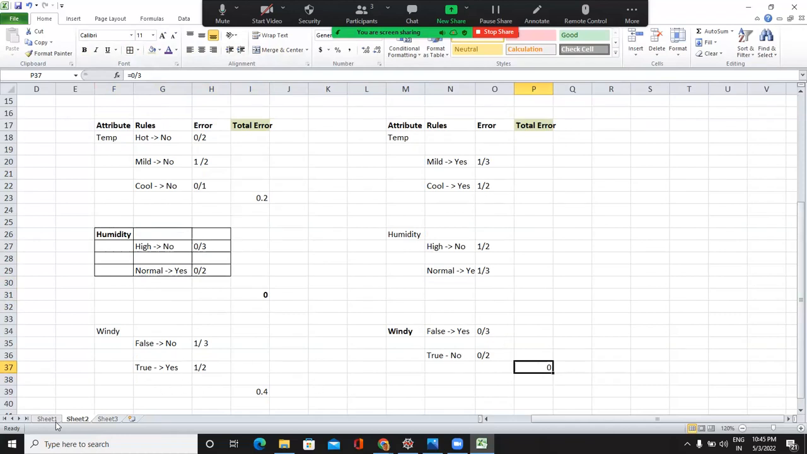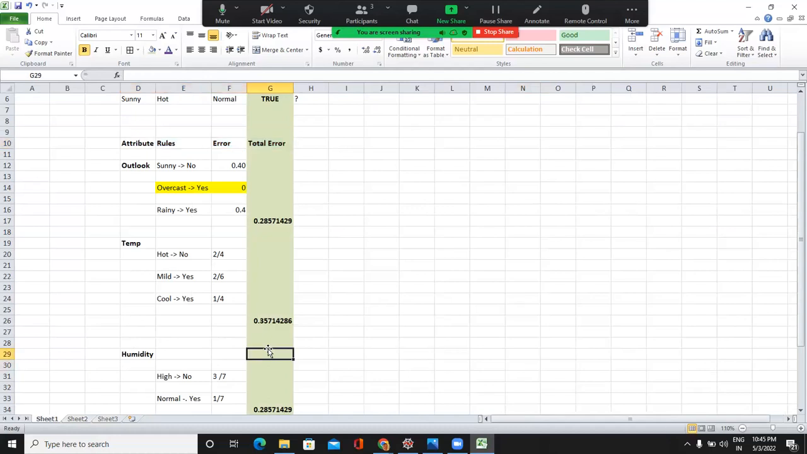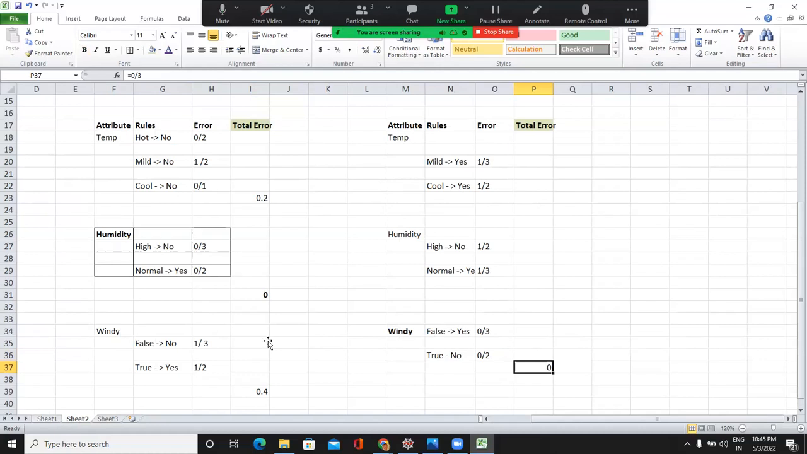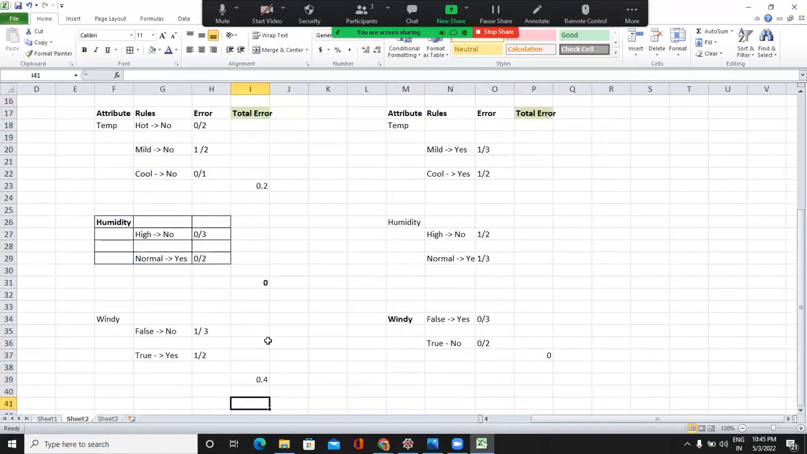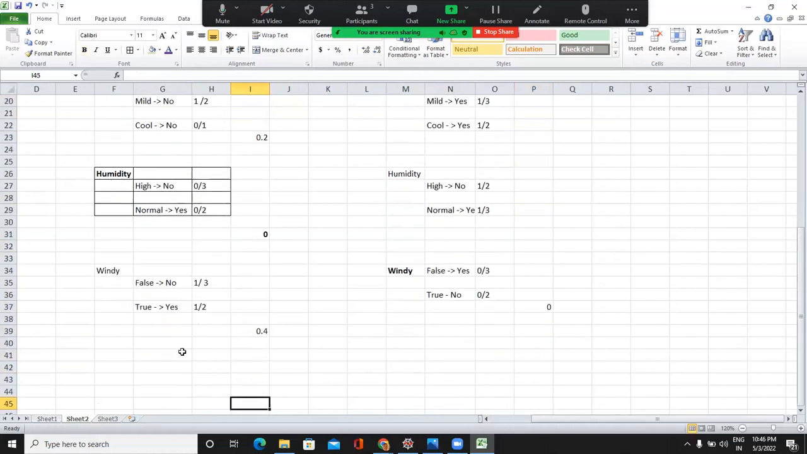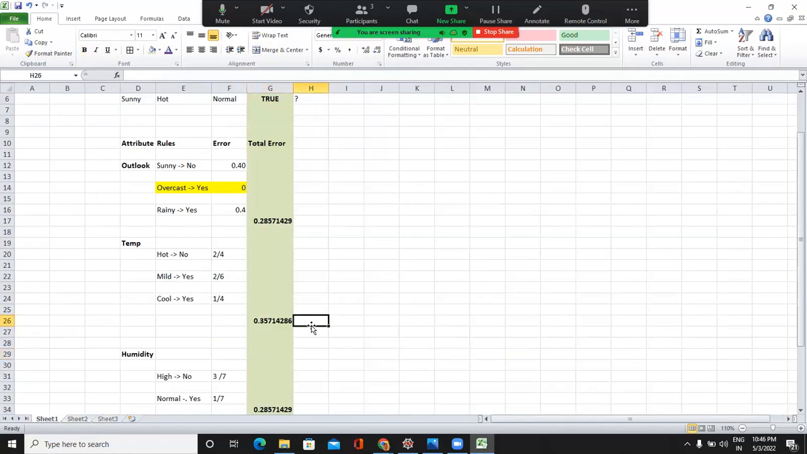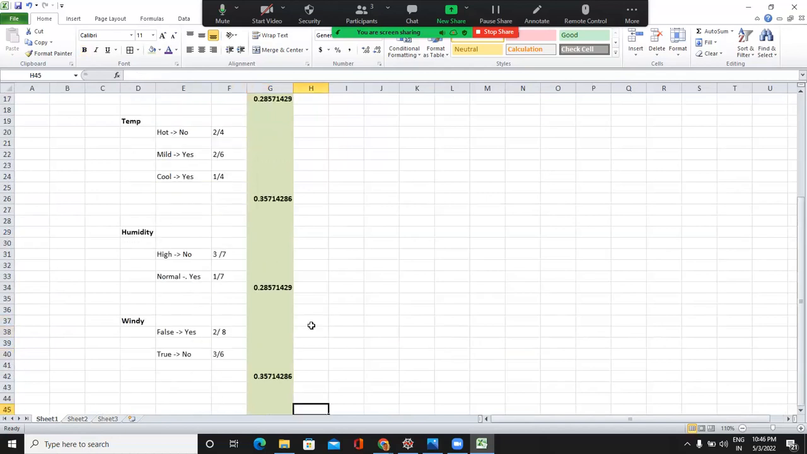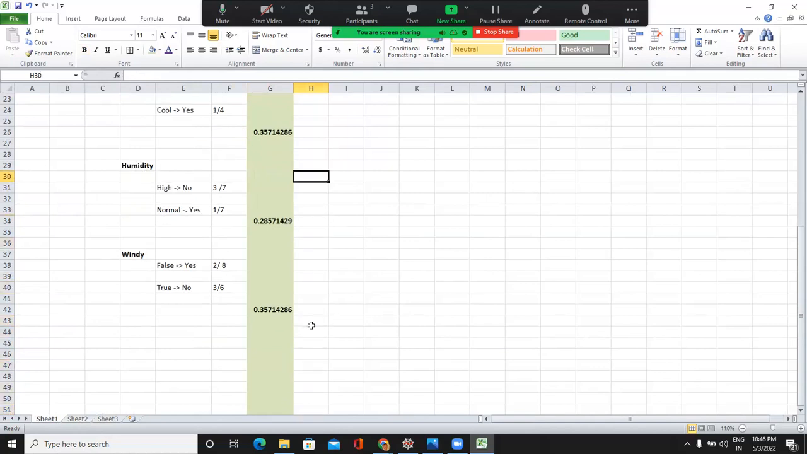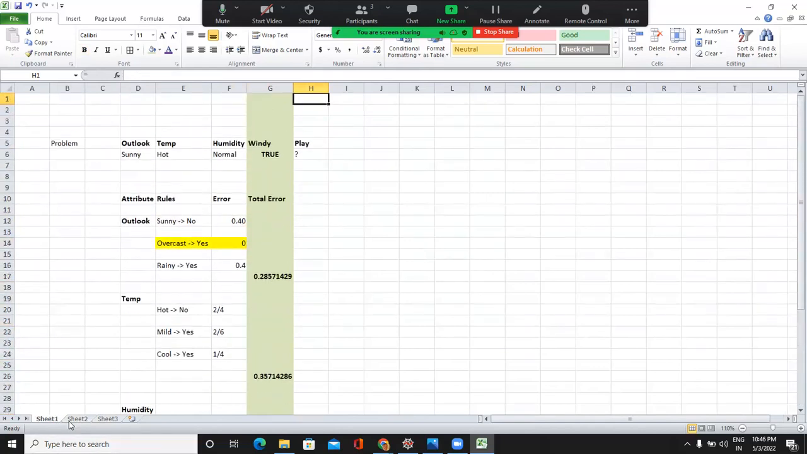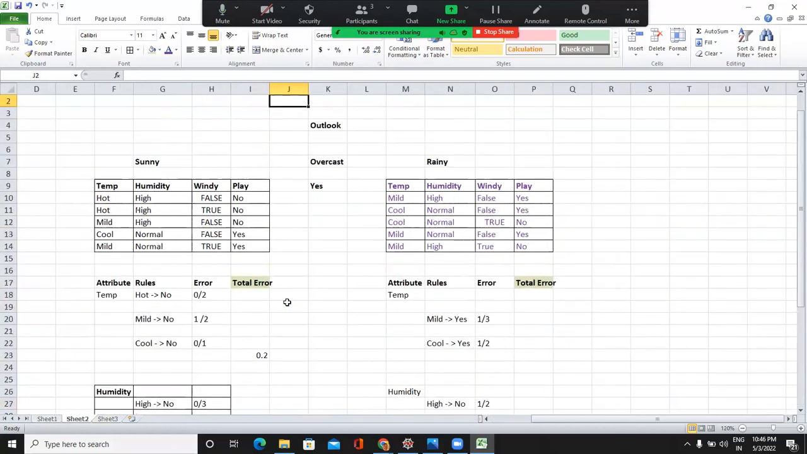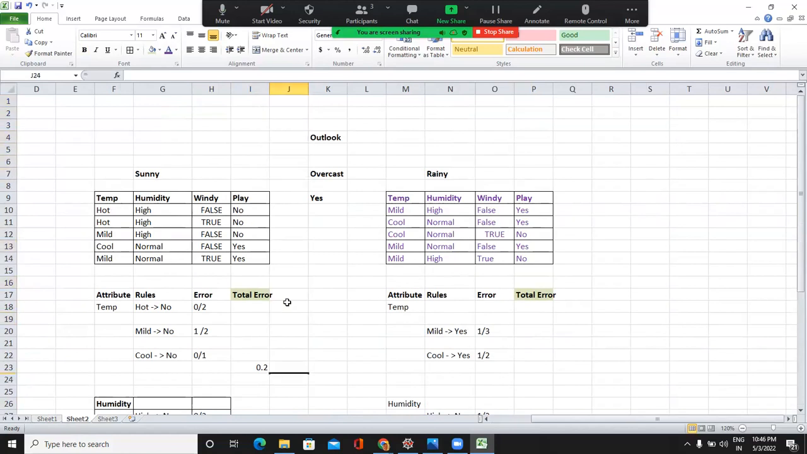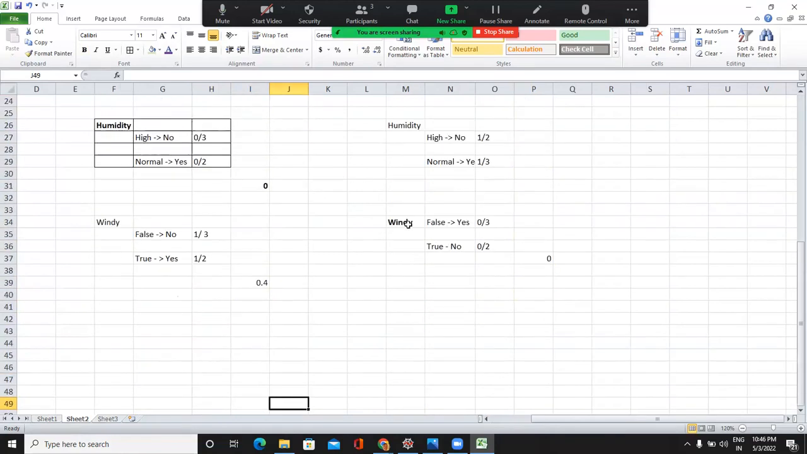In all the possibilities, right? Here also we had reached a 0. Earlier we had not reached any 0 at all. But if in some attribute we are reaching 0 and others we are not reaching 0, then it doesn't work. So humidity and windy.